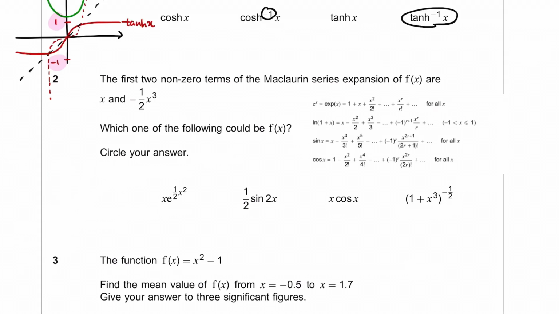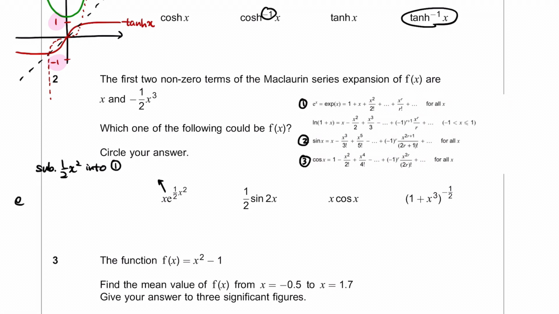Question 2. The question is asking for the Maclaurin series expansion that has first two non-zero terms, x and -half x cubed. In your formula booklet, there will be different Maclaurin series expansions for different functions, for example, exponential, natural log, sine, and cosine. For this question, you're going to use these three particularly. If you look at this first option, it has exponential of half x squared. So you're going to substitute half x squared into equation 1, which is the exponential Maclaurin expansion.